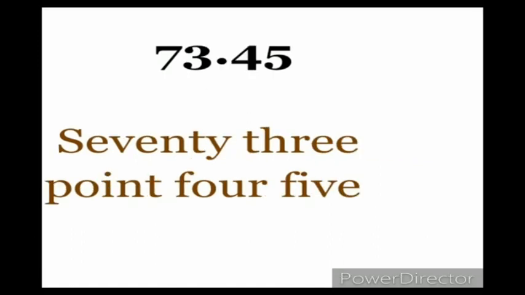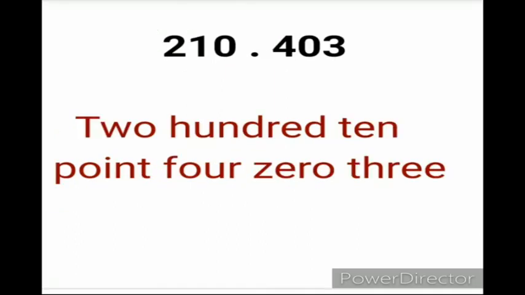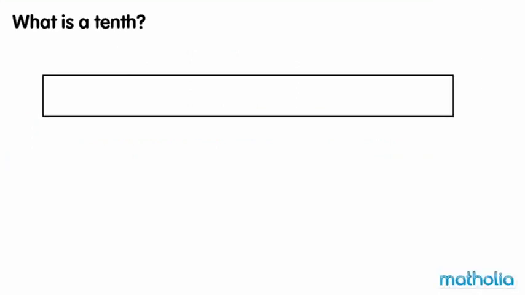Here the given number is read as 73.45. Children, we can't read it as seventy-three point forty-five. It is wrong because the digits after the decimal point should be read separately. The given number can be read as 210.403. Here we can't read it as two hundred ten point four hundred three.